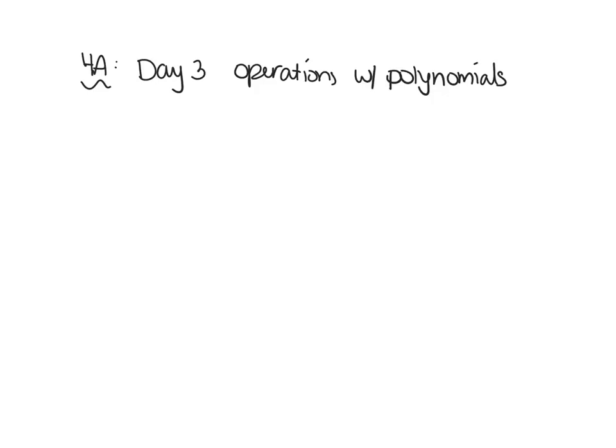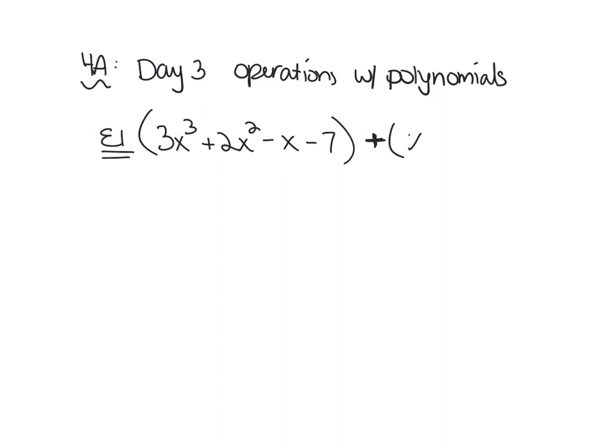All right, today is day 3, operations with polynomials. This should go fairly quickly because 2 of the operations are addition and subtraction, but we'll do a quick review for you on that. So if we wanted to add 2 polynomials, let's say 3x cubed plus 2x squared minus x minus 7 with the polynomial x cubed minus 10x squared plus 8.